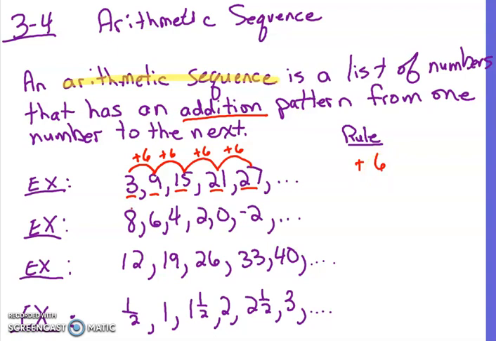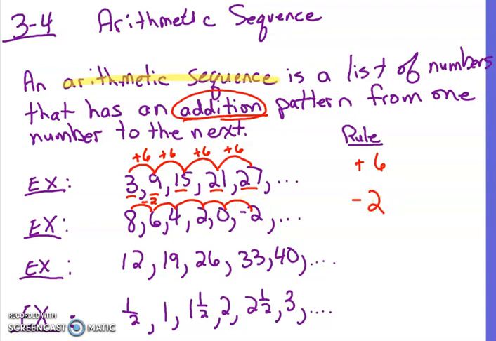So when I go to this next one, 8 to 6, it looks like I'm subtracting 2. And again, I know this is an arithmetic sequence, but remember, subtracting 2 is the same thing as adding a negative. I mean, if you want to put a negative 2, that is still the same thing as adding a negative. So let's see if that's true. Yes, minus 2, minus 2, minus 2, minus 2. And so the rule is I'm subtracting 2 from each number to the next.